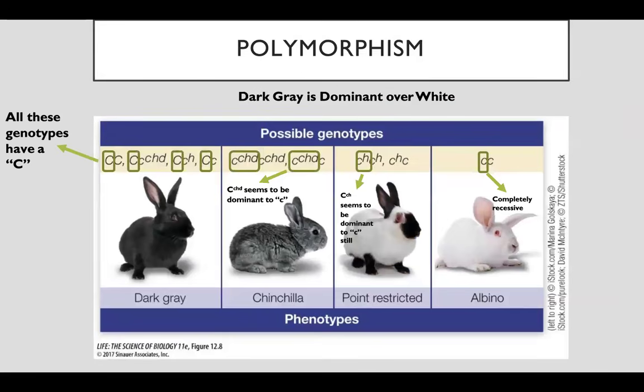Now, polymorphism. Polymorphism is an example where a gene can have more than two alleles. It's very rare, but certain genes can have more than two alleles. One of the alleles is for a dark gray color. Another is for the chinchilla color. Another is for a Himalayan point restricted color, which depends on temperature, and another of the alleles is for an albino color.